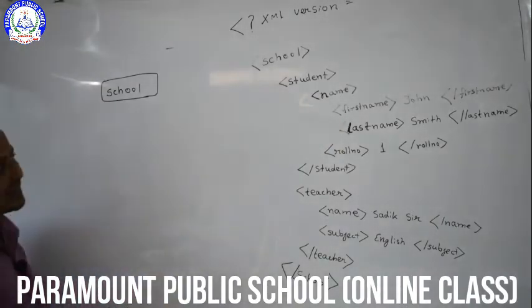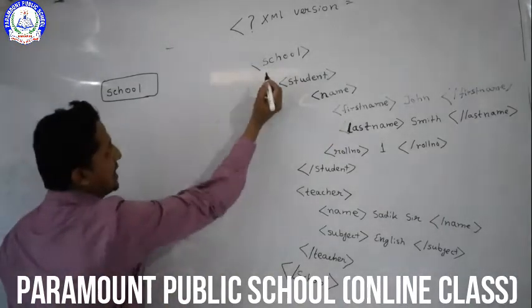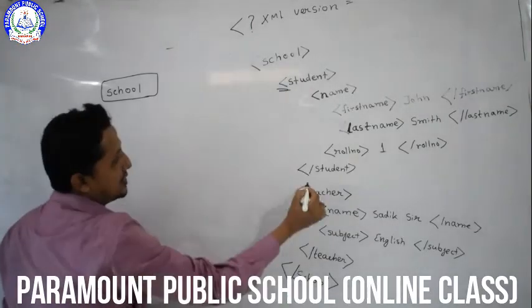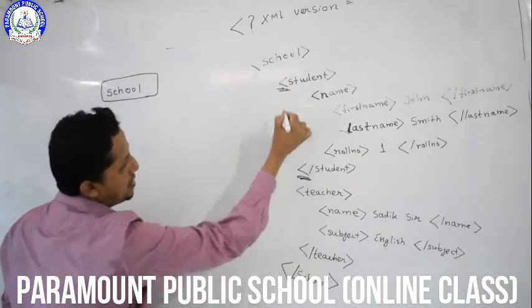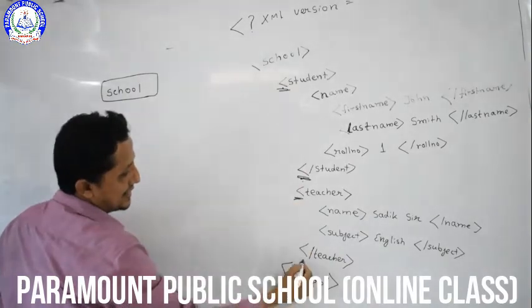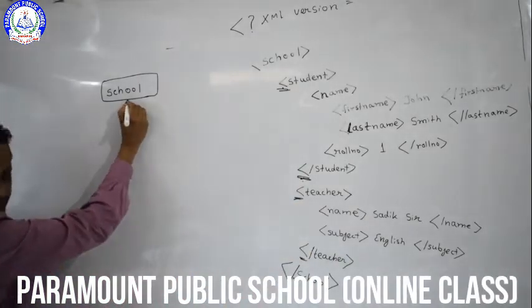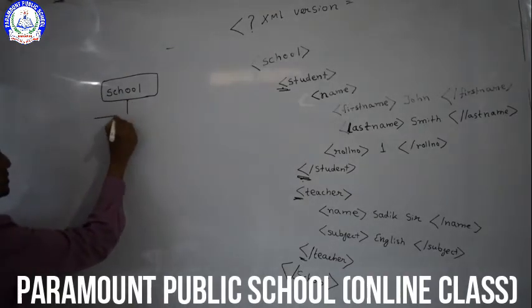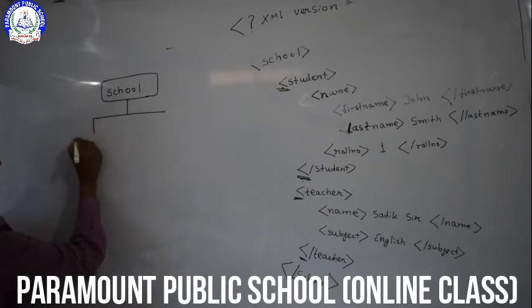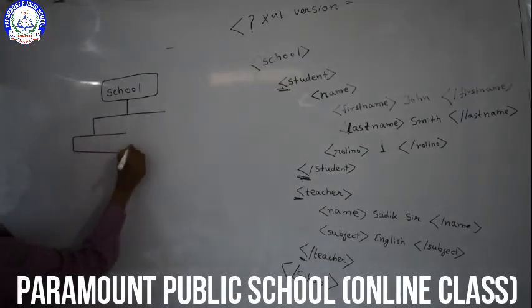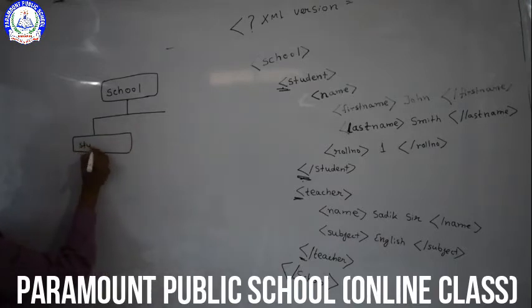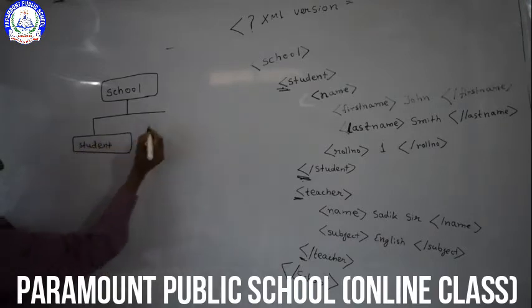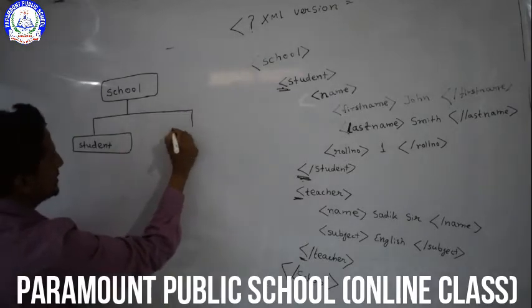So from here we can see that the root element has two children. One is student, you see it is closed here with the closing tag, and another is teacher. So it has two children. You can draw it like this. It has two children: one is student, another is teacher.